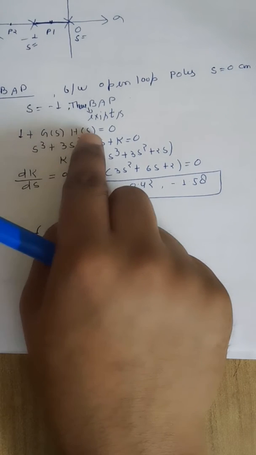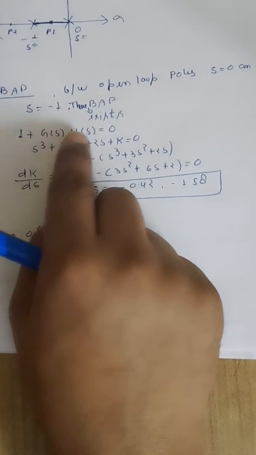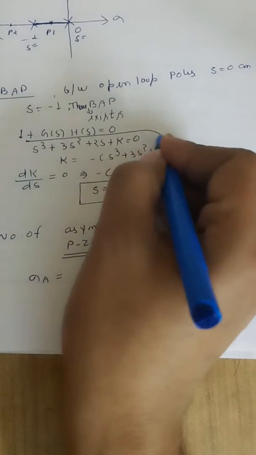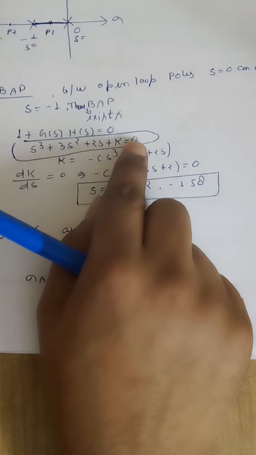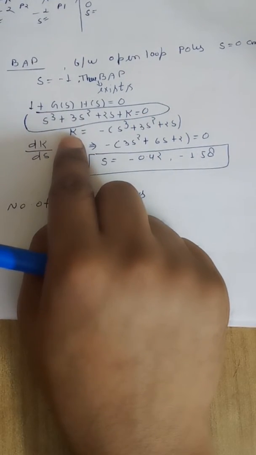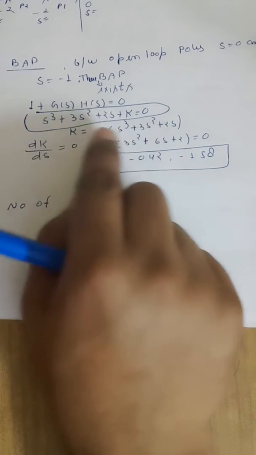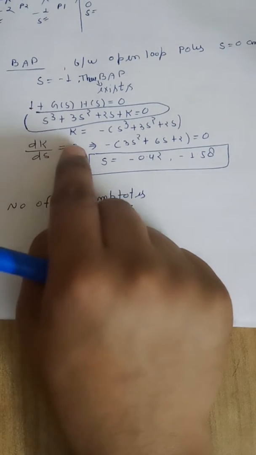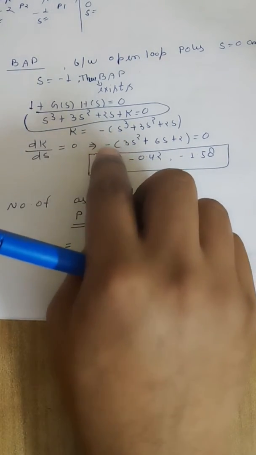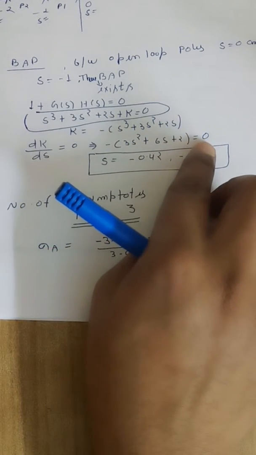G of s H of s, now it is K over s into (s plus 1)(s plus 2). Put the value of G of s H of s, then we have the characteristic equation s cube plus 3s square plus 2s plus K equal to 0. From this equation, let us calculate the value of K. We have K equal to minus of (s cube plus 3s square plus 2s). Let us differentiate K with respect to s and equate it to 0. So we have minus of (3s square plus 6s plus 2) equal to 0.